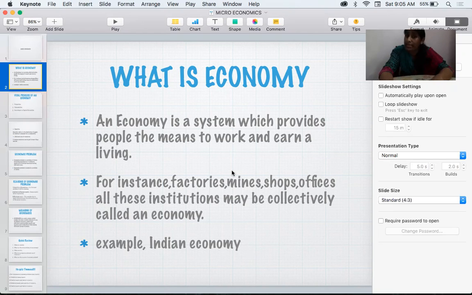Did you understand what is an economy? We can see many examples of economy, or the places where people are working. There are mines, shops, offices, etc., where people are working and earning their income. And a good example for economy is the Indian economy. Our India's economy is a good example. So is it clear what is economy? Before learning what is economics, I told you what is economy.